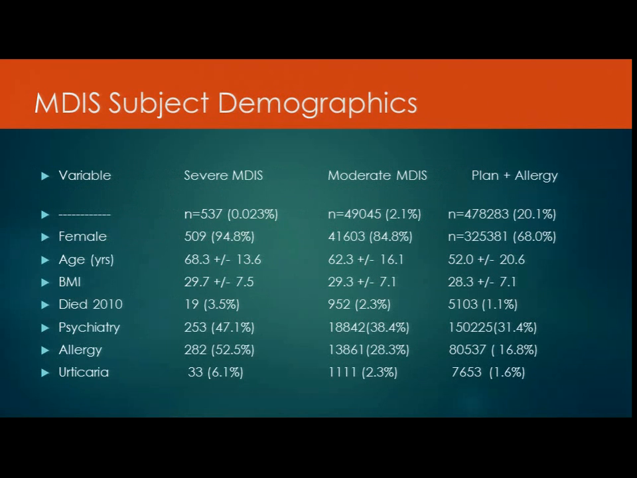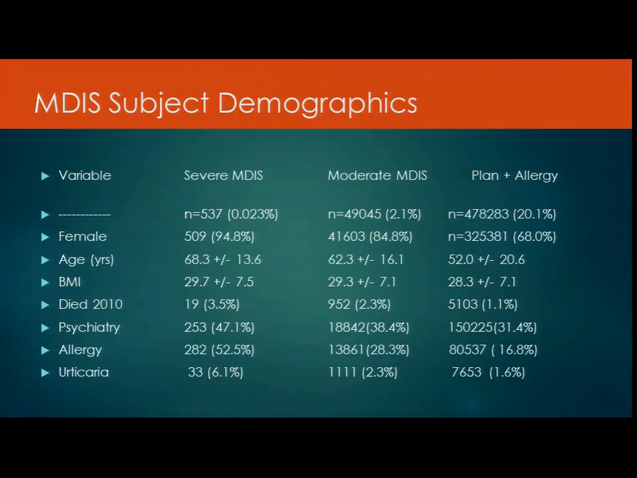So if you look at the demographics, you have severe MDIS, which are usually people that have more than 4 drug class allergies, versus moderate, which is 2 to 3, and then the last column is anybody in the plan that described any allergies at all. So if you look at female patients, of the severe MDIS patients, there were a total of 537 who met that criteria. Moderate was 49,000, and a total of people in the allergy positive history group was 478,000. So of the group that were severe, 509 of the 537 were female. 41,000 had moderate disease, and it was 325,000 that had any kind of allergy whatsoever.